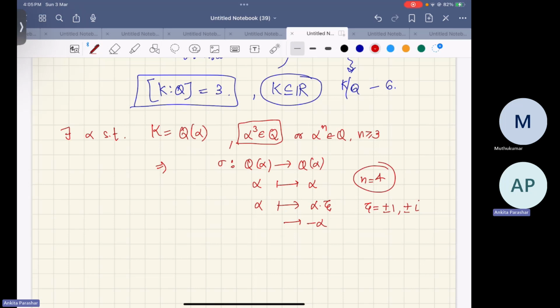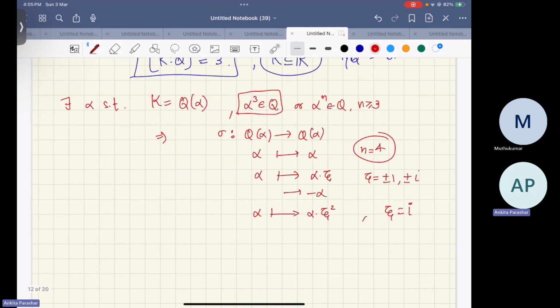But suppose n equals 3, and in fact even n equal to 4, you cannot go to alpha times zeta cubed, where zeta is i. You cannot map to this because your field K is a real field.